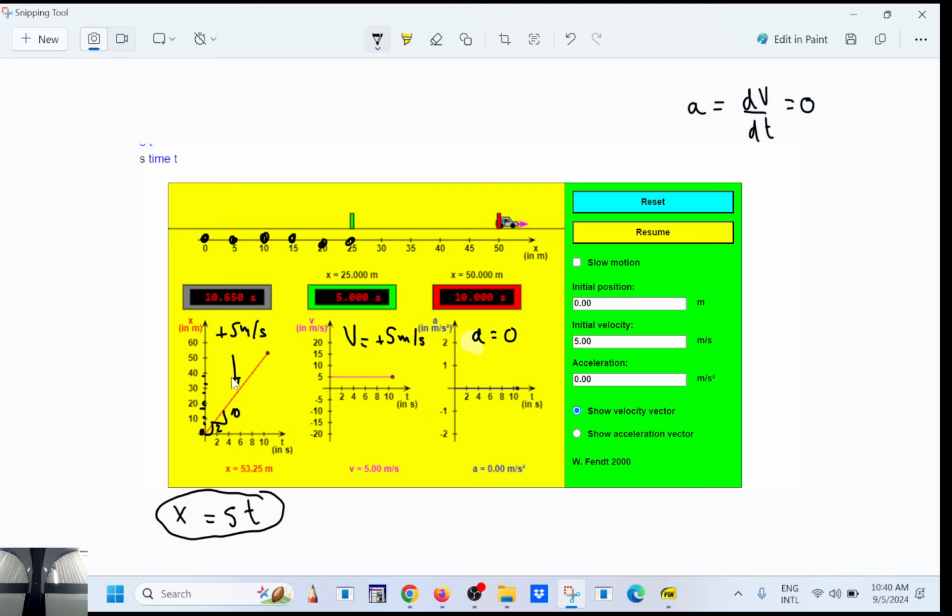So the velocity is the slope. So slope is rise over run, and rise will be on the vertical axis. So you see it's meters, and run is on the x-axis, which is seconds. So if you don't remember, you just look at the units. Rise over run, meters per second. Position on the number line as a function of time. Okay?